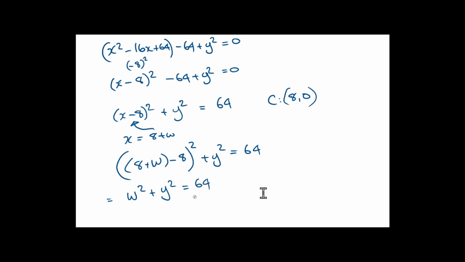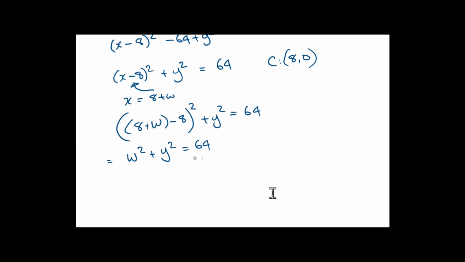And now we want to find Y in terms of W. So Y squared is going to be equal to 64 minus W squared. So Y is going to be equal to the square root of 64 minus W squared. And instead of putting in the radical sign, I'm going to make it all to the power of a half. So it's the same thing. With me so far?